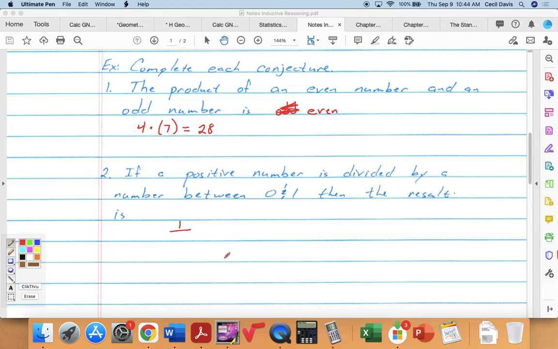And let's divide that by a number between 0 and 1. 0.5. Okay. What is 1 divided by 0.5? And please do not tell me it's 0.5. It is 2. It's 2.